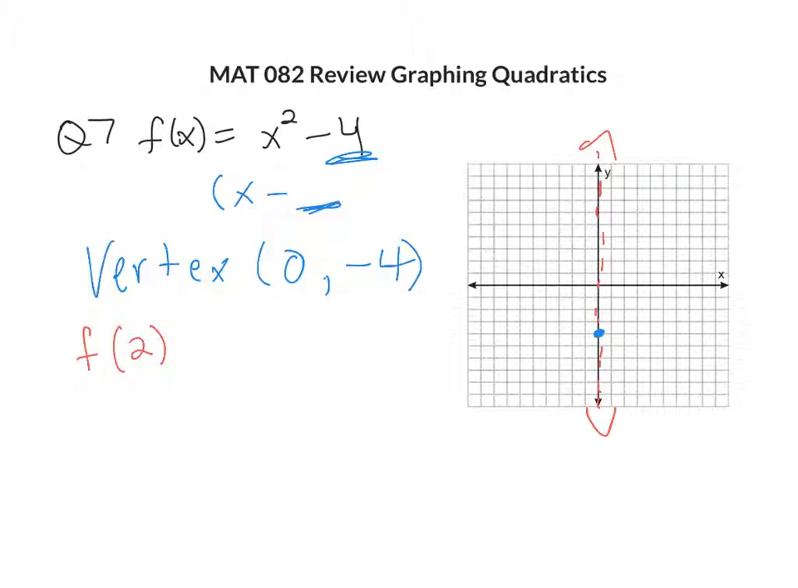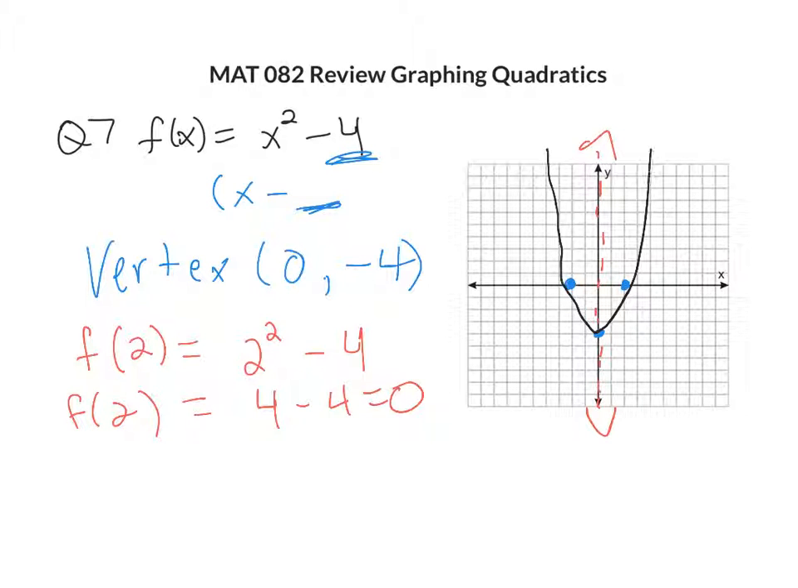So f of 2 is 2 squared minus 4. Well, that is 4 minus 4 is 0. So I have a point at 2, 0. So it's right here. And again, with the axis of symmetry, if I have a point that far away from the axis of symmetry there, then I have a matching point on the other side. Now I have 3 points, and I can draw my quadratic.